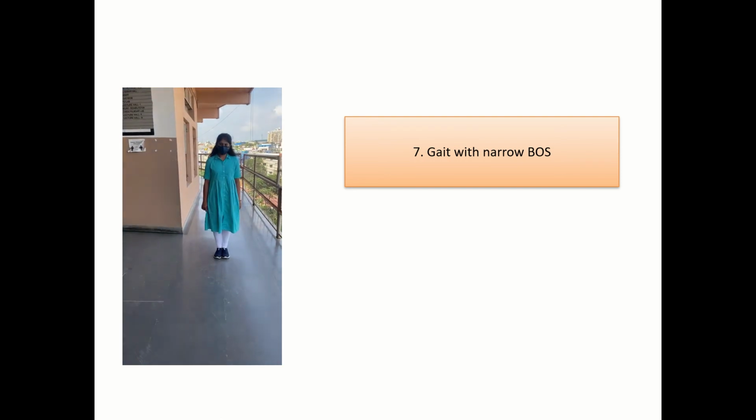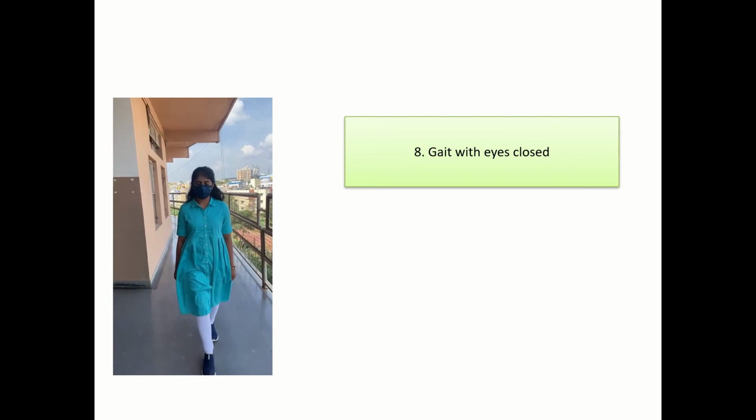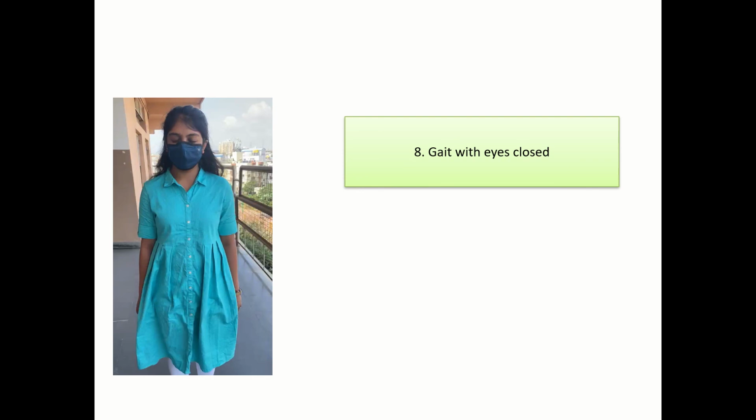So coming down to the next one, that is your gait with eyes closed. This is a split up part of the last one. Here the patient is just to walk normally, no reduced base of support, or not even closing the hands or embracing the body. It is just closing the eye and walking. Look at the gait speed, and she's swaying a lot when you compare it with a normal gait. So this is what you have to observe in the patient as well.